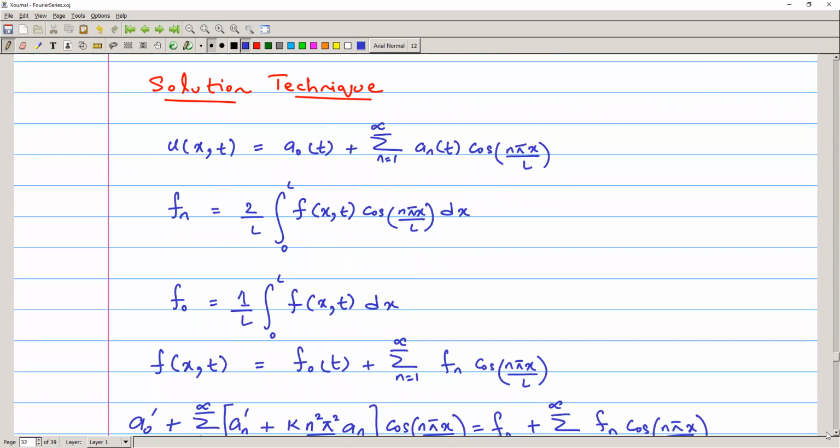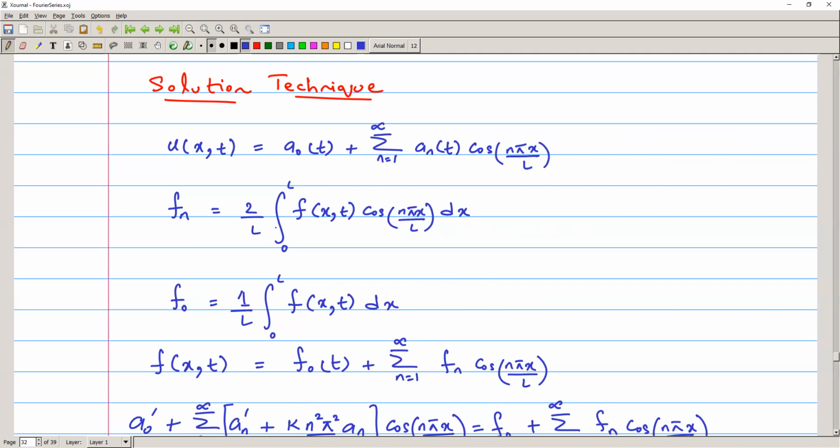The technique is the same as the previous method, that is the sine expansion. All things are the same, just the difference is the eigenfunction is different. There we use sine n pi x over L as the eigenfunction, and here we are going to use cosine n pi x over L as the eigenfunction. And then we know that this is a cosine Fourier series, therefore we have a naught of t as well, right?